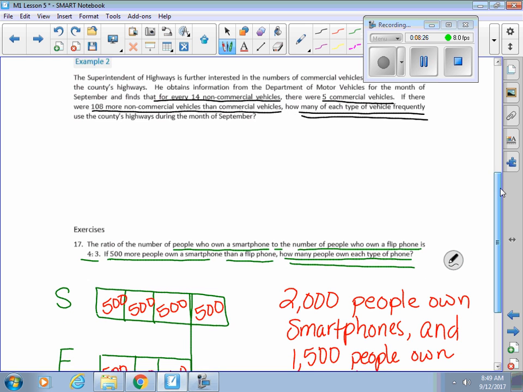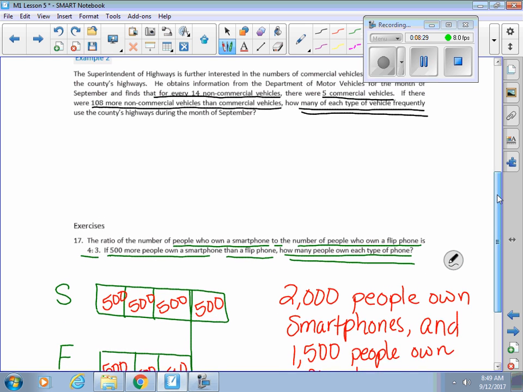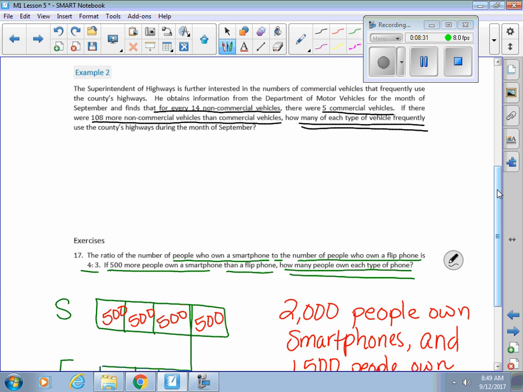So, we know that, let me move that down. It says, we know that for every 14 non-commercial vehicles, there are 5 commercial vehicles. So let's go ahead and draw that original ratio as a tape diagram. So we have non-commercial and we have commercial. They don't give us a ton of space to work here, so just try to conserve your room and don't make everything super bubbly.